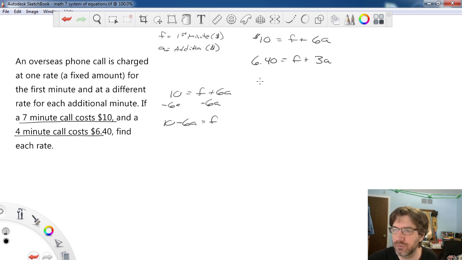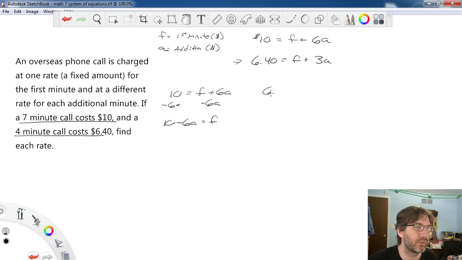Okay, I had some trouble forming the equation. Do you understand where you made your mistake if you did? Again, it's a little tricky, you have to subtract the 1 minute from each of them and use one less minute for your A. But here, we're going to just subtract 6A from both sides and get it equal to F, and then we're going to plug into this one.